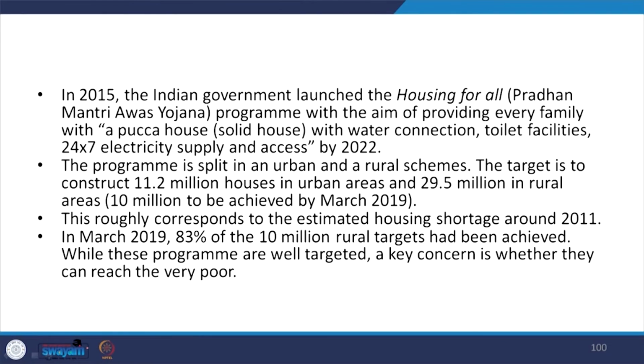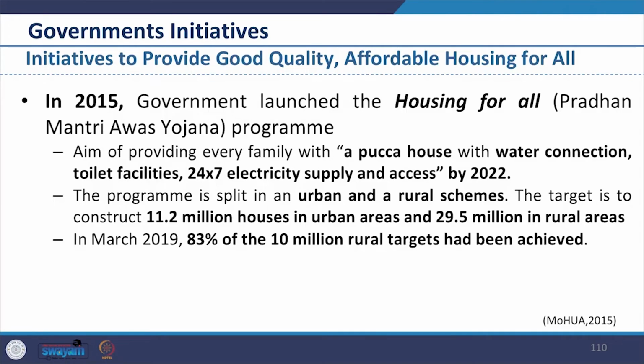And we see that nearly 10 million was to be achieved by March 2019. This roughly corresponds to the estimated housing shortage calculated in 2011. In March 2019, 83% of the 10 million rural targets had been achieved. While these programs are well targeted, a key concern is whether they can reach the very poor.